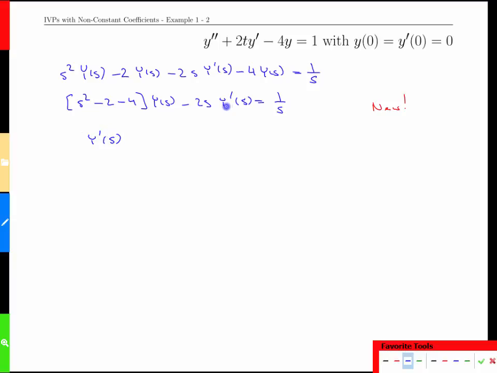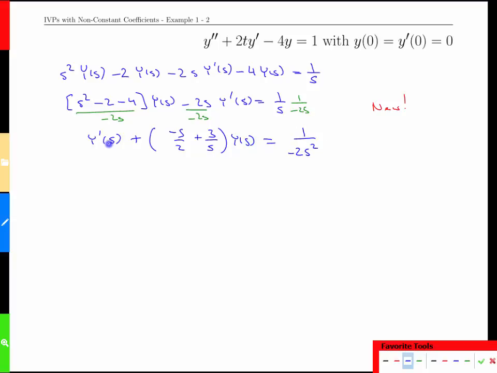What I'm going to do is write that Y'(s) first, and then we're going to divide through every term by 2s, or 1 over 2s. And what that's going to give us is 1 Y'. Then we're going to have s squared over negative 2s, that's negative s over 2. And this is negative 6 over negative 2, which will be 3 over s, times Y(s). And then 1 over negative 2s squared.